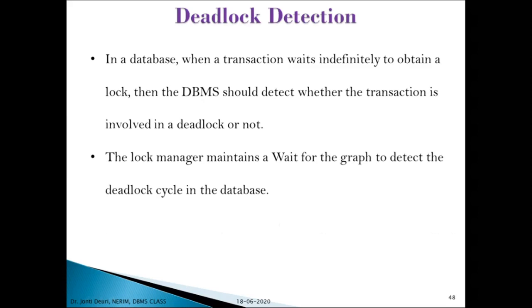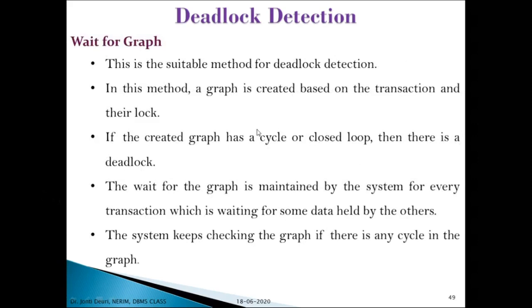So the lock manager maintains a wait-for graph to detect the deadlock cycle in the database. How will we find out that deadlock situation? For that, we can use the wait-for graph. We can draw a graph, and by seeing that graph, we can find out whether a deadlock is there or not. If there is a cycle, that means there is a deadlock. If there is no cycle in that graph, then there is no deadlock. Understood?